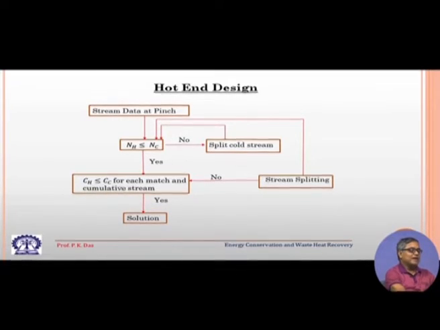we have to satisfy for each match. If that does not match, then we have to go for stream splitting. Suppose the number of hot stream is not less than number of cold stream, then what we have to do? We have to split one cold stream into two cold streams. So, now the number of cold streams will increase. So, this we will explain as we proceed with the example.